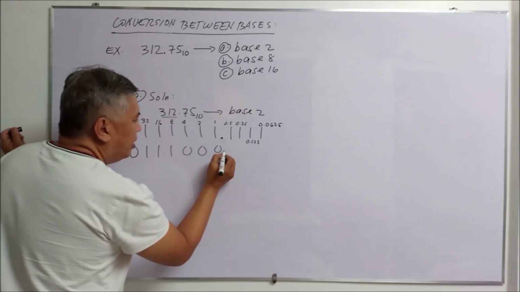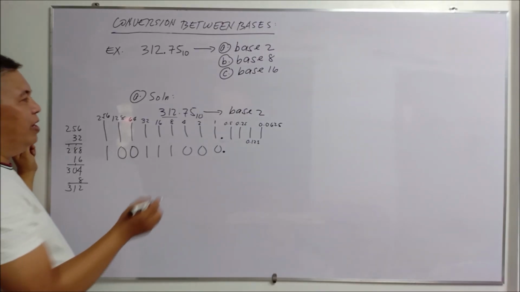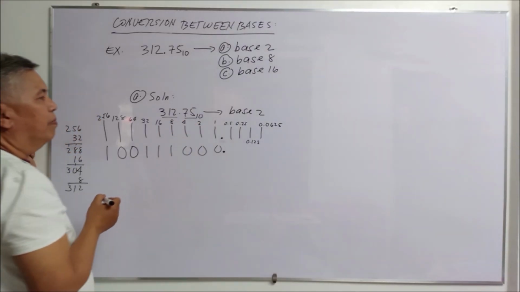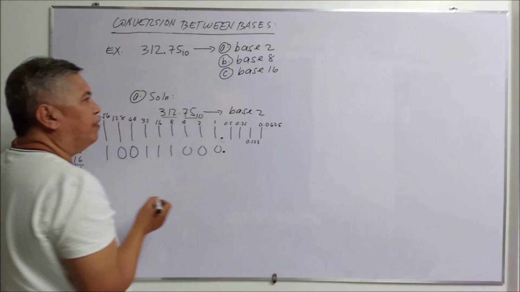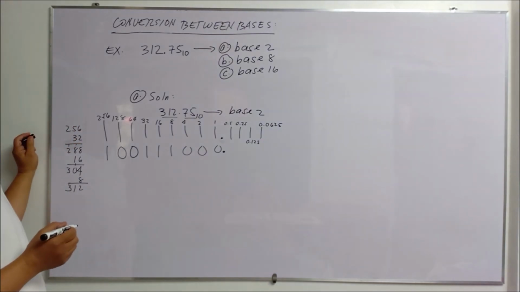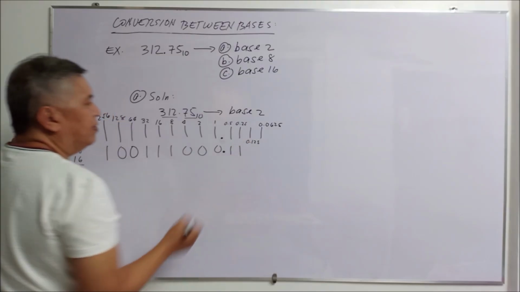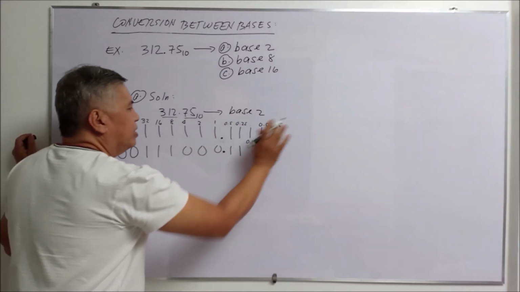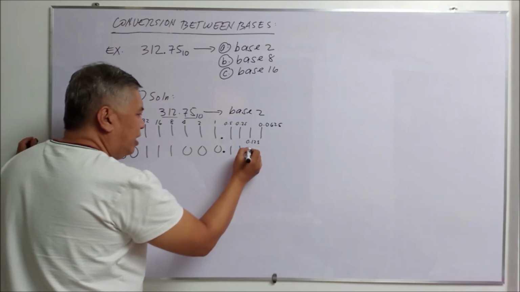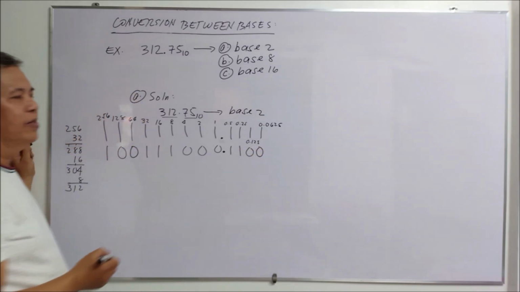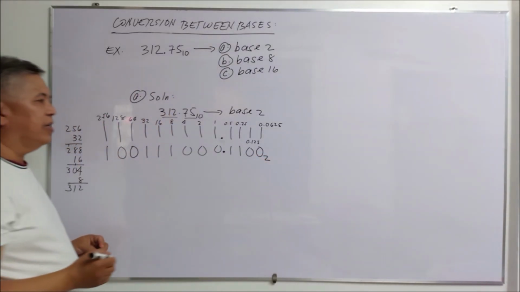So you place here a point, no? You bring down the point. Then you find a number which is equivalent to 0.75. And what is that number? 0.5 plus 0.25 is 0.75. Correct? So you make this 1 and this is also 1. Okay? So the rest is 0. You can put 2 zeros or nothing. So let's just say we will put 2 zeros here for the sake of our discussion, no? So this is your base 2.